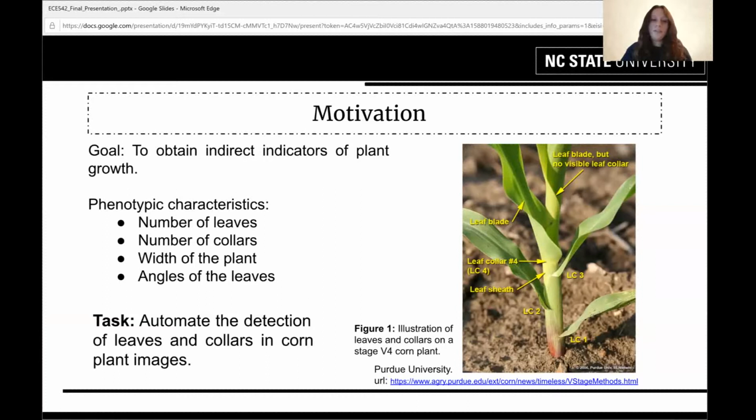The collar of a corn plant is defined as the light-colored collar-like band that is found at the base of a leaf blade where the leaf meets the stem. As you can see in the picture on the right-hand side, there are four leaves with visible collars. So this corn plant will be identified as a stage V4 corn plant. The task of this project is to automate the detection of leaves and collars in corn plant images so that researchers can more easily determine the V stage of the corn plant.